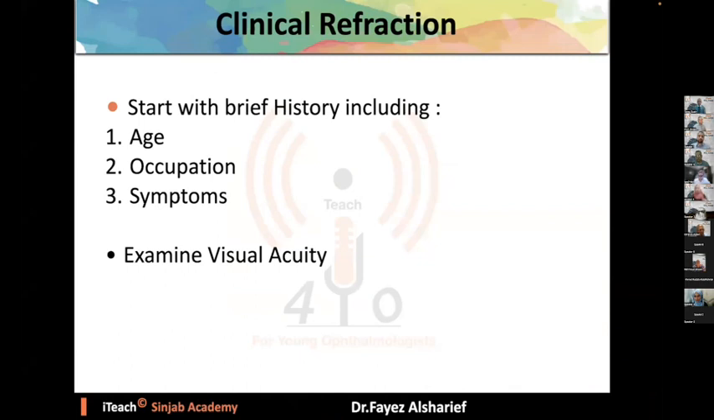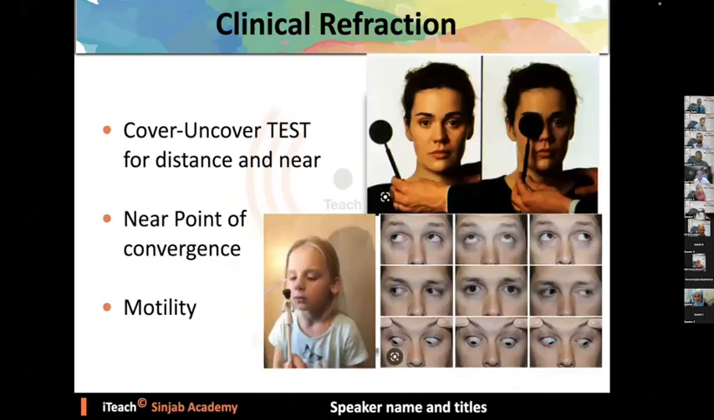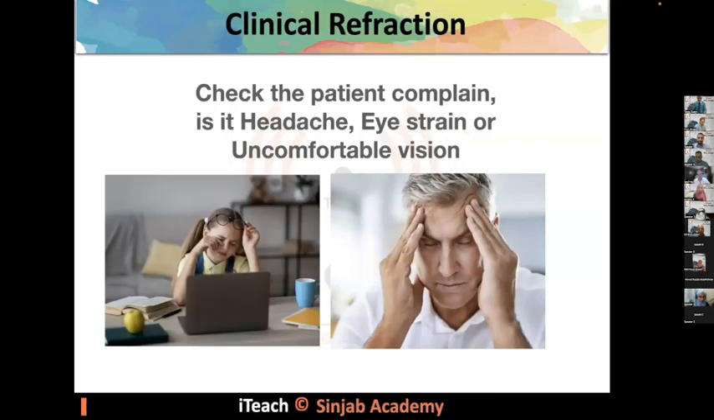Now, in approach to clinical refraction, we start with a brief history, including the age, occupation, and symptoms. And we start by examining the visual acuity. Also important to include the following exam: cover-uncover test for the distance, the near point of convergence, and motility. Also, we have to check the patient complaint. Is it headache, eye strain, or uncomfortable vision?